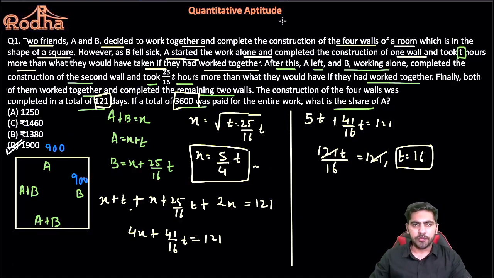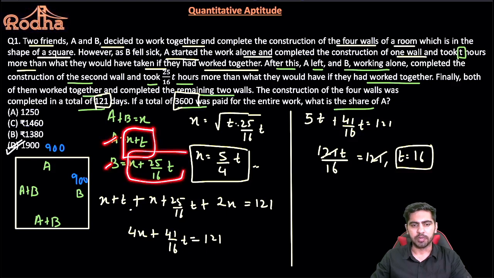Now, if you were a smart student, what would a smart student do? See, A takes fewer days than B, isn't it? A is taking fewer days than B, right? Because B is taking 25 by 16 T days, but A is taking only T days. So can I say A is more efficient than B? I can definitely come to this conclusion using the information given here, right?